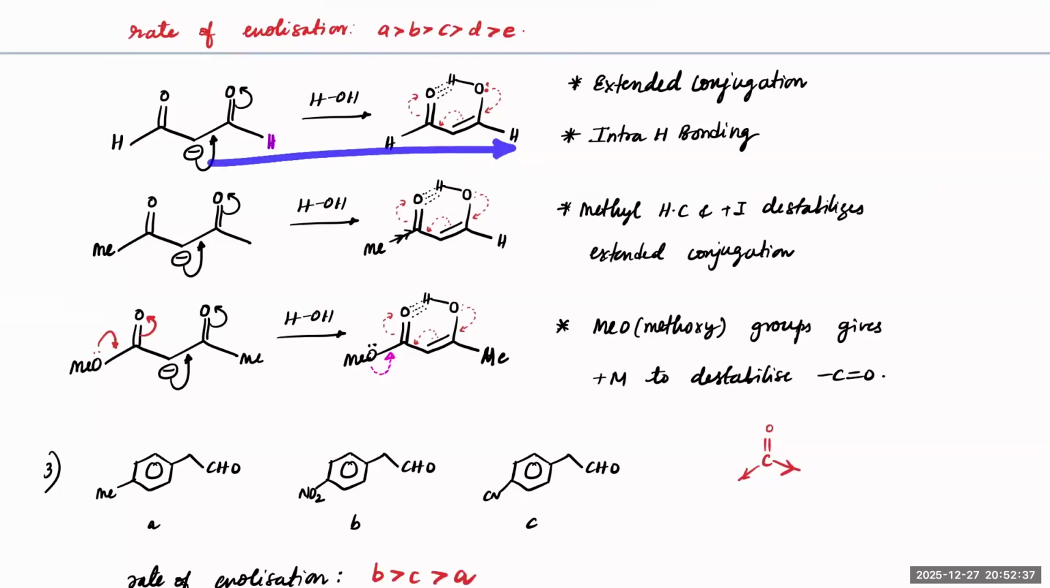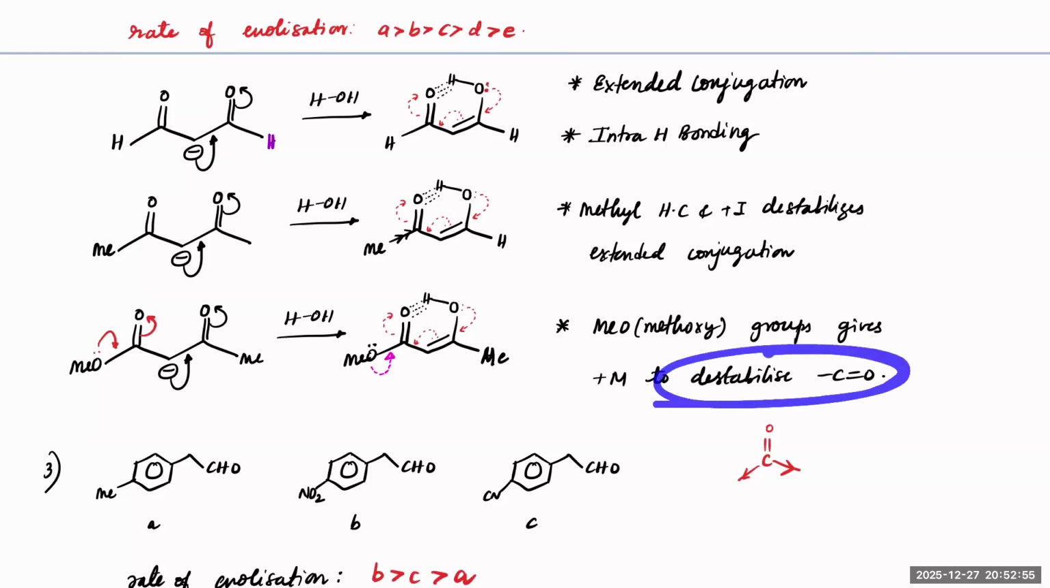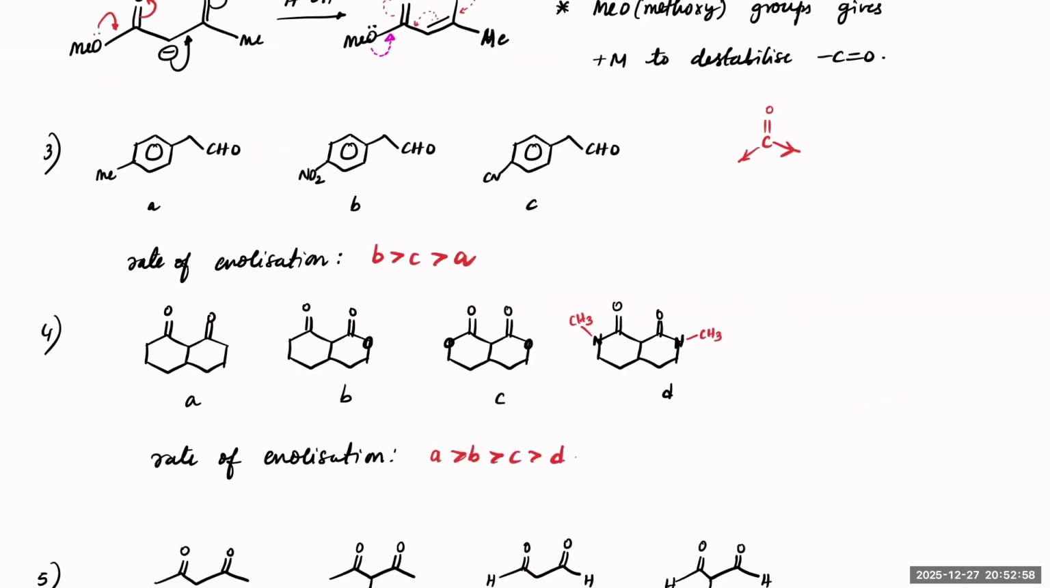So for this tautomerism, extended conjugation and intramolecular H bonding are the factors. For this one, methyl hyperconjugation plus side destabilizes, but it still possesses some extended conjugation. Methoxy groups will give you a much stronger plus M effect, so that will destabilize extended conjugation. Second factor: if there is any donating group, that will decrease the resonance effect, correct? But if there is any withdrawing group, that will increase the resonance factor. So you can see B is greater than C is greater than A. So the more the withdrawing group, the more is the rate of enolization.